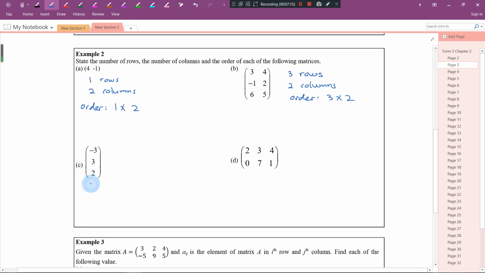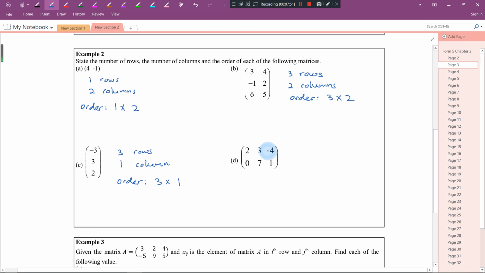So this is a row matrix because this matrix only has one row. Oh, sorry. This is a column matrix because this matrix only has one column. We have 3 rows, 1 column. Okay, so the order will be 3 by 1. If there's only one column, it is a column matrix. If there's only one row, it is a row matrix.